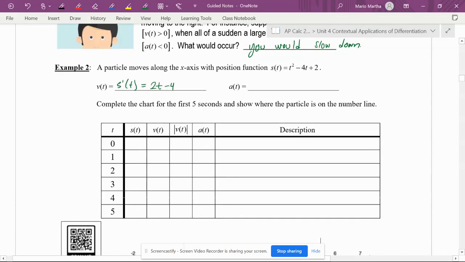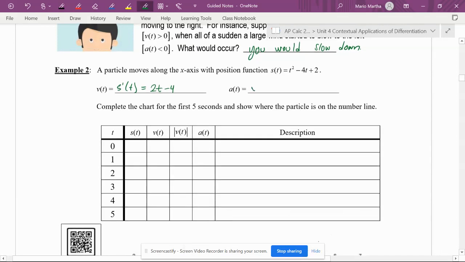And then a of t, which is s double prime, it's v prime of t, right? V prime of t, which is pretty much, what's that? 2. So it's just a constant. So complete the chart for the first 5 seconds and show where the particle is on the number line. So let's try to figure this out. So again, our function s of t is that one right there.